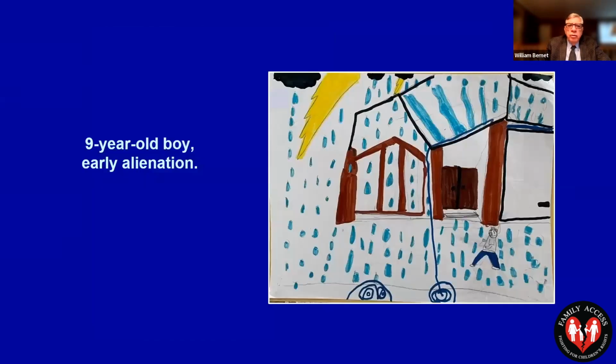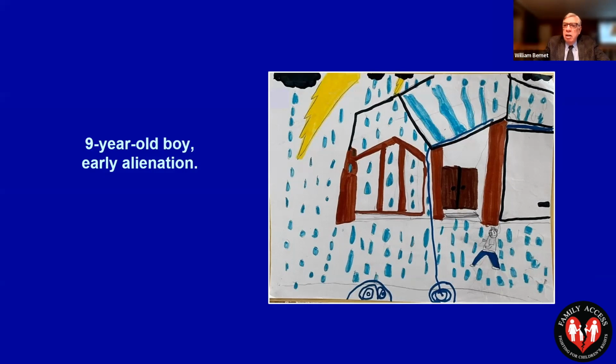So here's another example that appears to be early alienation. So this is kind of a neat drawing. This is by a little boy who's 9. And in this picture, you can see that there's a storm going on. And there's lightning, and there are all these raindrops.